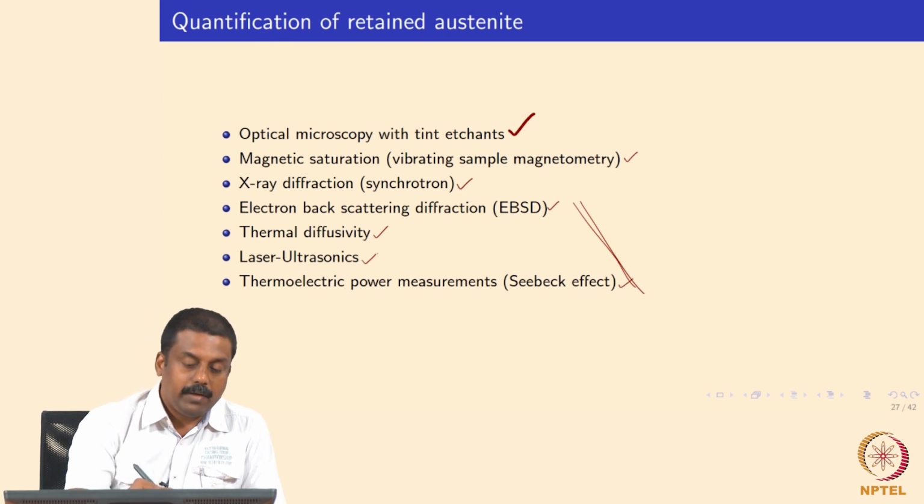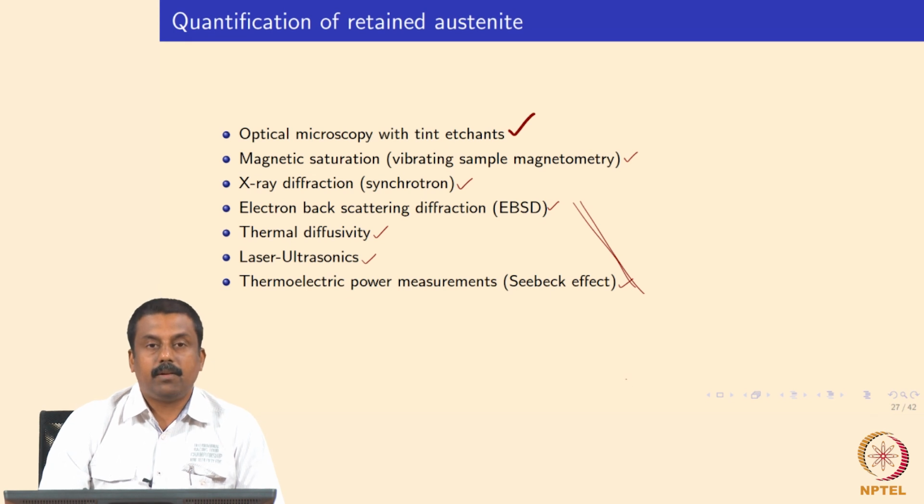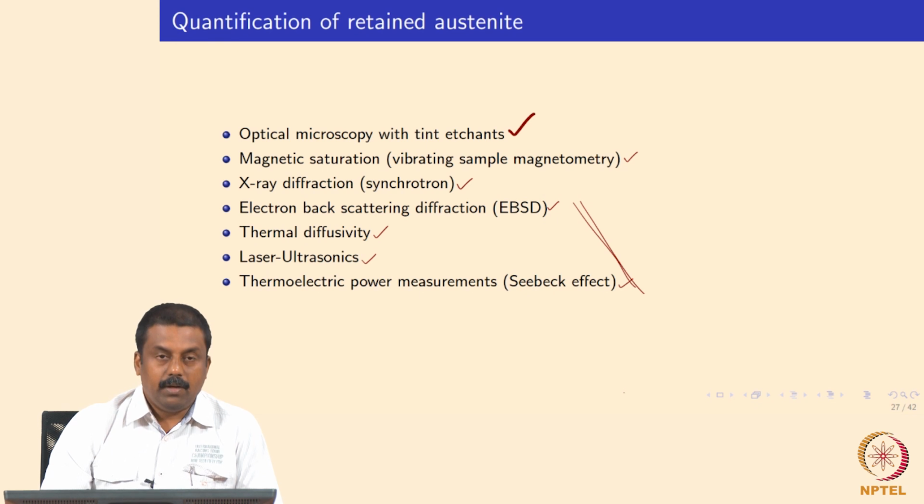And we can also use laser ultrasounds, where from the attenuation and velocities of the laser ultrasounds, we can clearly see the difference in the microstructural constituents, and we can quantify from the attenuation the volume fraction of retained austenite present in the microstructure. And the same goes for thermoelectric power measurements. We use the Seebeck effect to understand the variation in the microstructures, and by seeing the variation in the EMF generated as a function of microstructural constituents, we can also measure the retained austenite concentration.